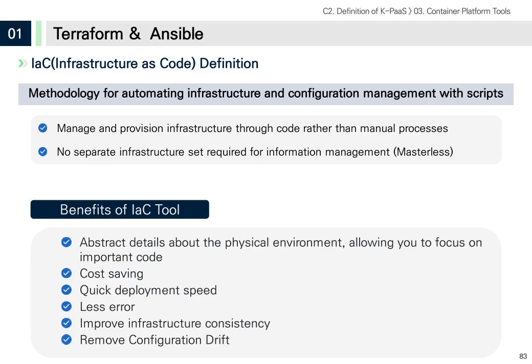What are the advantages of using infrastructure as code? For starters, it abstracts the details of your physical environment, so you can focus on the code that matters. It also requires fewer server resources than manual configuration, which can reduce hosting costs. Deployments are faster and errors are reduced because developers don't have to manually manage infrastructure every time they create an app. Finally, infrastructure consistency is improved and configuration drift is eliminated. Because of these benefits, coded infrastructure has become an integral part of continuous integration.